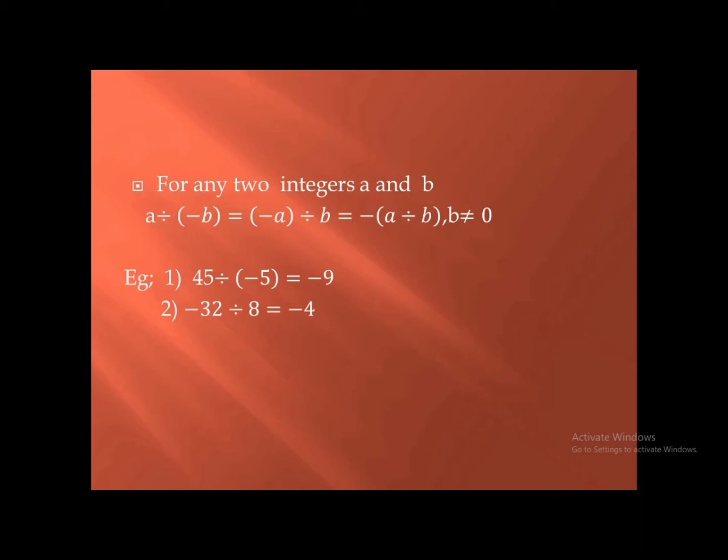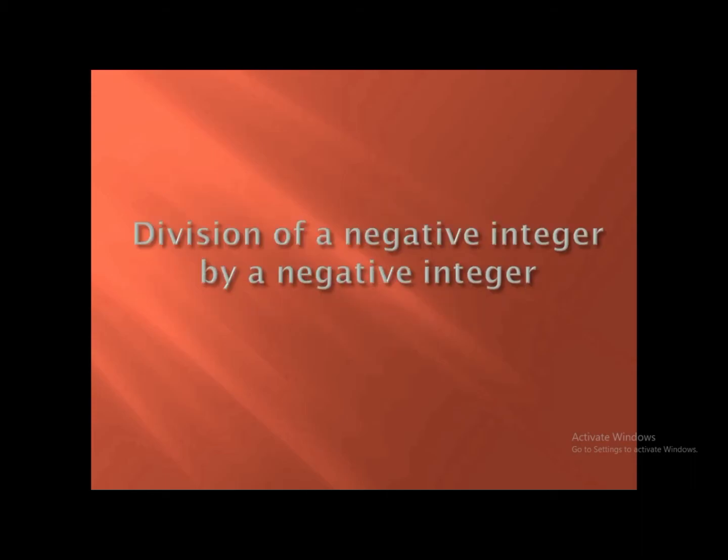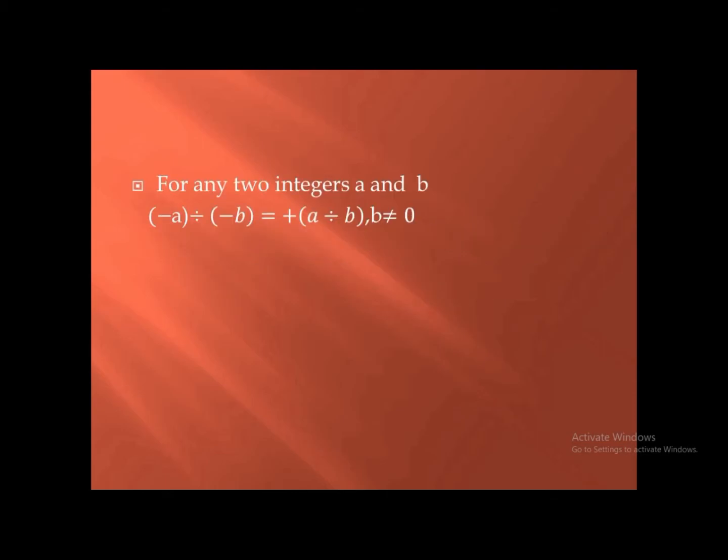Let us now see what happens when both the dividend and divisor are negative integers. When we divide a negative integer by a negative integer, we first divide them as whole numbers and put a positive sign. That is, for any two integers a and b, negative a divided by negative b equal to positive a divided by b. That is, negative divided by negative will be positive.